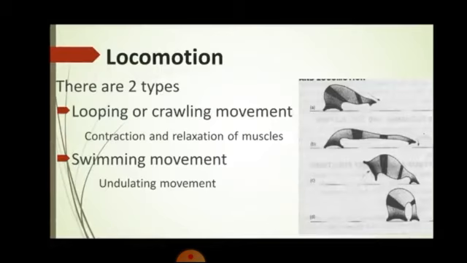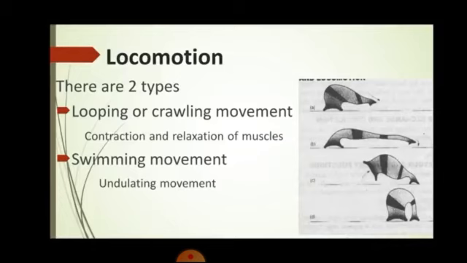Next, we'll see locomotion. Locomotion in the leech takes place by 2 methods. Number 1, looping or crawling movement. Number 2, swimming movement. Looping or crawling movement is performed by muscles and suckers. The leech attaches its posterior sucker tightly onto the substratum. During this, contraction of circular muscles and relaxation of longitudinal muscles takes place, so that the anterior part of the body is extended forward as far as possible.